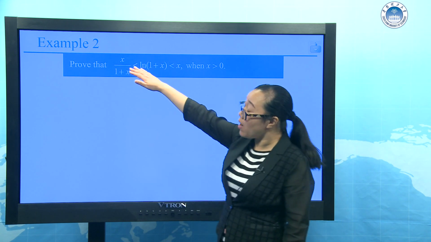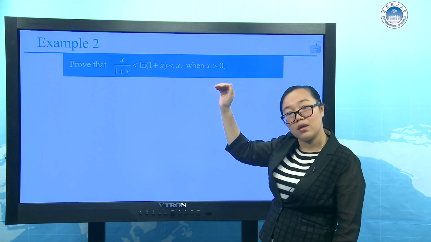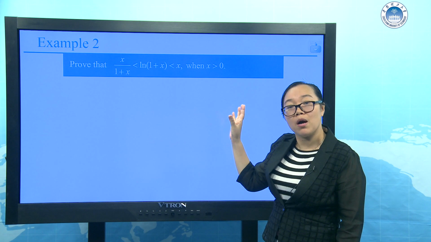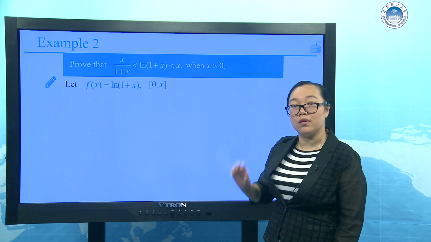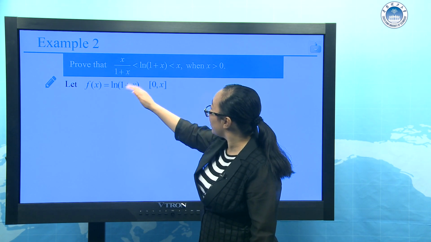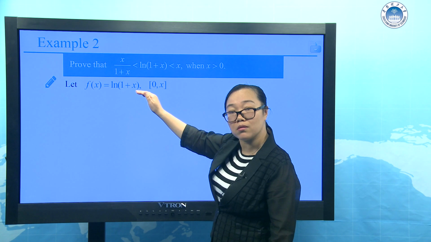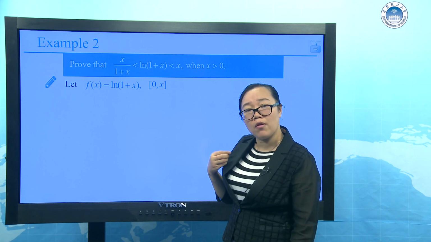In example 1, we write arctan b minus arctan a. How to think about this question? Arctan f', yes. Let f(x) equal ln(1 plus x). On the given closed interval, what is a given?